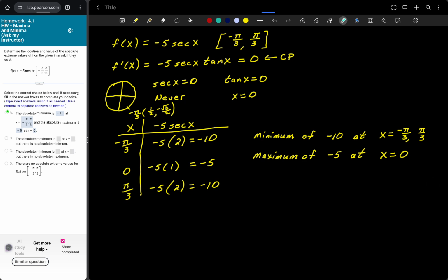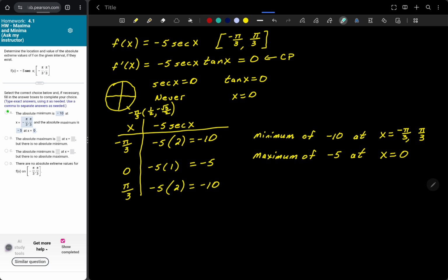When I plug in a 0, well, the secant of 0 is just 1, since the cosine of 0 is 1, and the reciprocal of 1 is 1. Negative 5 times 1 gives me a y value of negative 5. If you plug in a pi over 3, you get the exact same answer as negative pi over 3, since our secant at those angles are the same, which means both of these are minimum values.